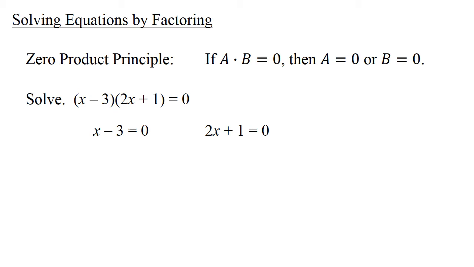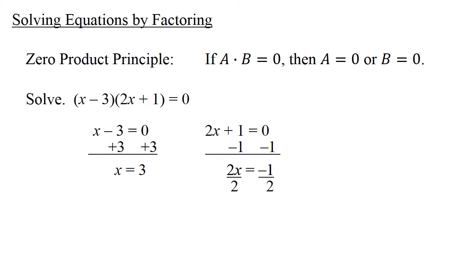And now we have two linear statements, which we have spent pretty much all semester up to this point solving. So we can solve these. Add 3, x equals 3. To solve 2x plus 1 equals 0, probably first we want to get rid of the constant, so subtract 1, and then get rid of the coefficient, divide both sides by 2, and so our answers are 3 and negative 1/2. We got two answers for this, and that's okay. With factoring, you're going to get multiple possible answers.